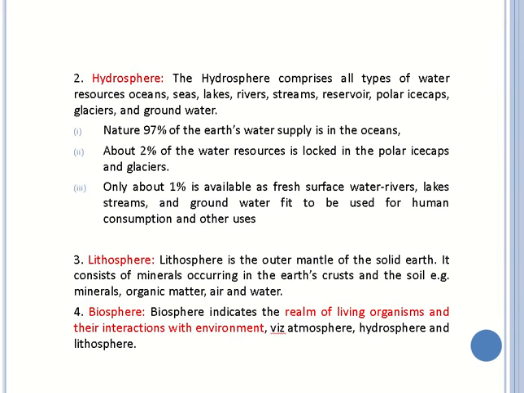Okay. Lithosphere is the outer mantle of the solid earth. It consists of the minerals present in the earth's crust, that is minerals, organic matter, air, water. Then comes the biosphere. It indicates the domain of living organisms and their interaction with the environment. That is the domain in which living organisms and the abiotic components interact with each other, that is atmosphere, hydrosphere and lithosphere, that is known as the biosphere.